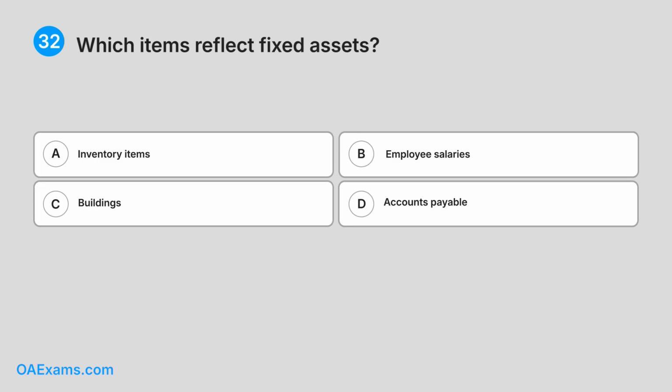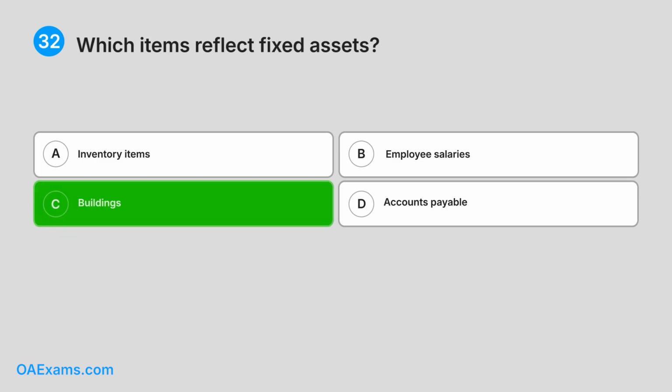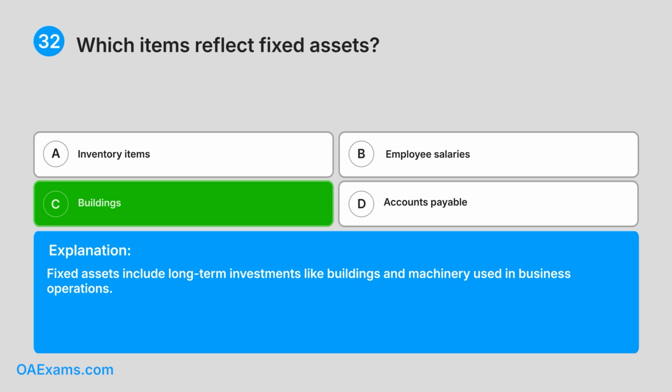Correct answer. C. Buildings. Explanation. Fixed assets include long-term investments like buildings and machinery used in business operations.